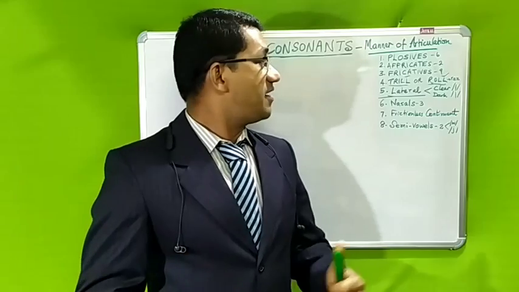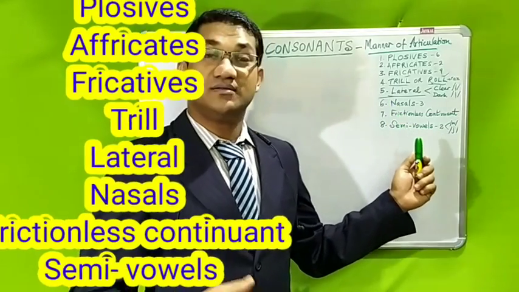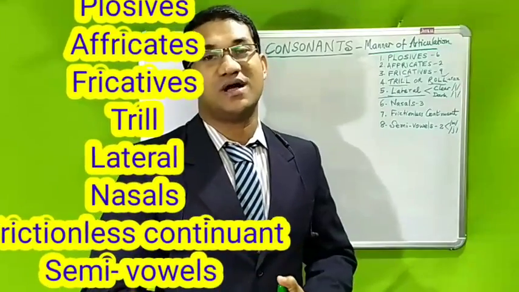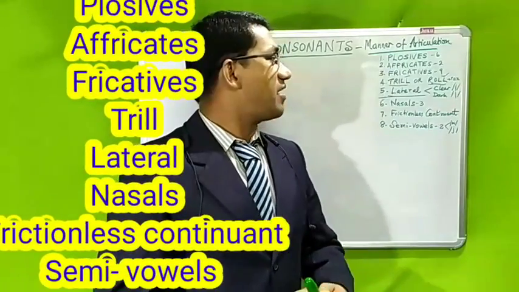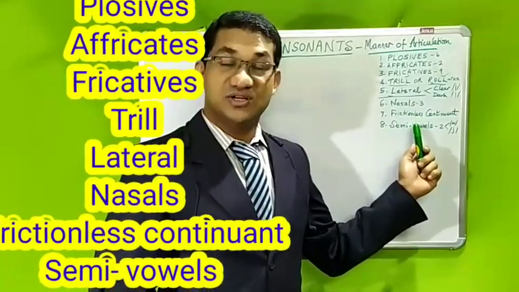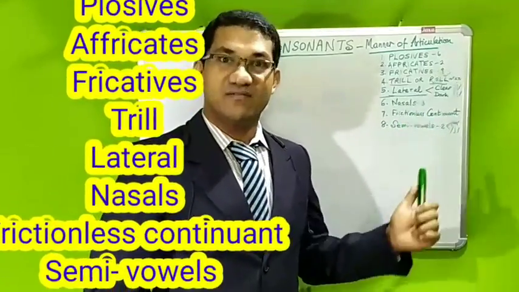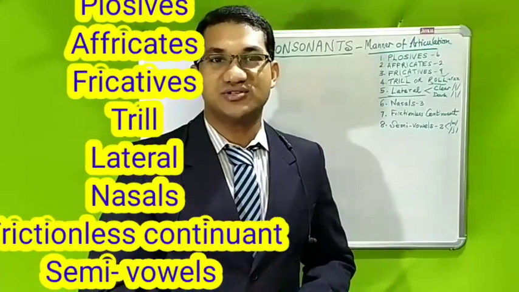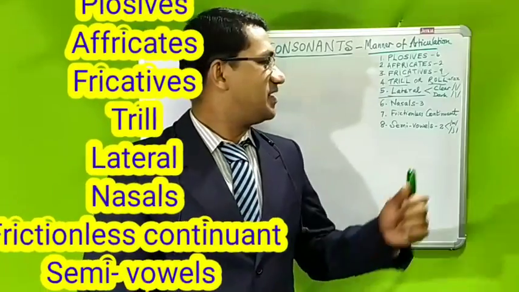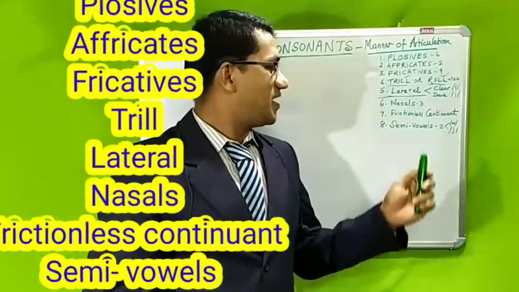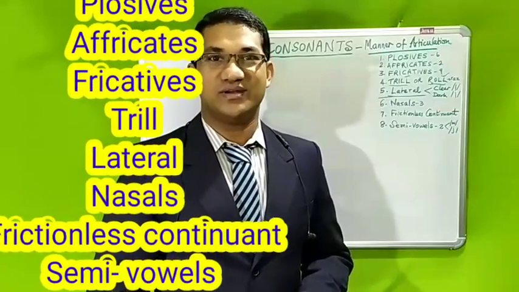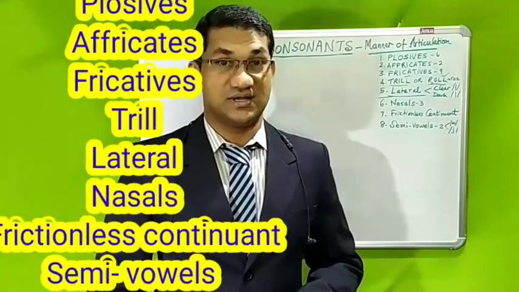And now we have 3 more classifications of consonants based on the manner of articulation, and they are the nasal consonants, the frictionless continuants, and the semivowels. Today in this lecture we discuss the nasal consonants, the frictionless continuants, and the semivowels. Let's begin this lecture with the discussion of the nasal consonants.